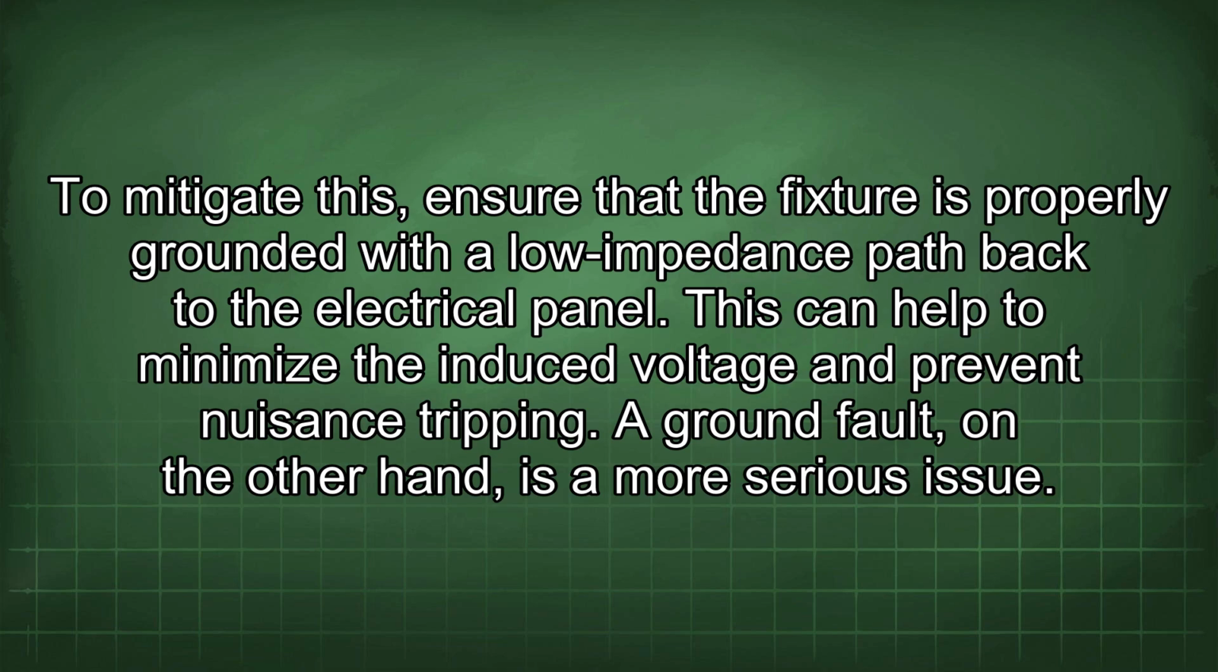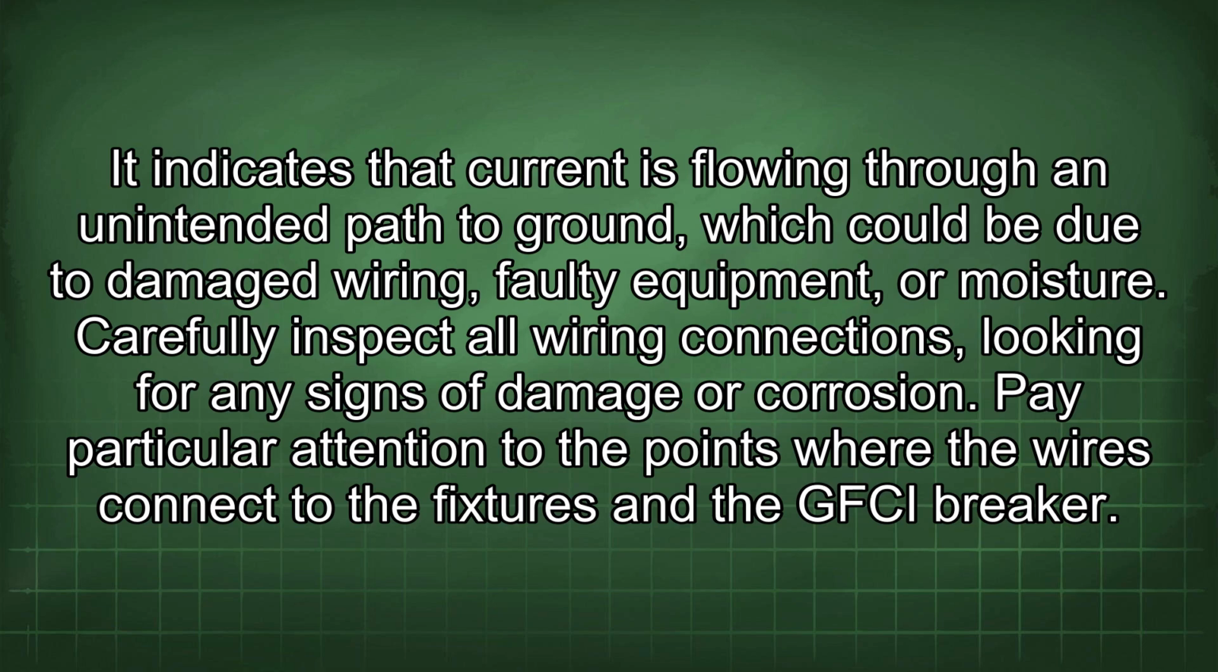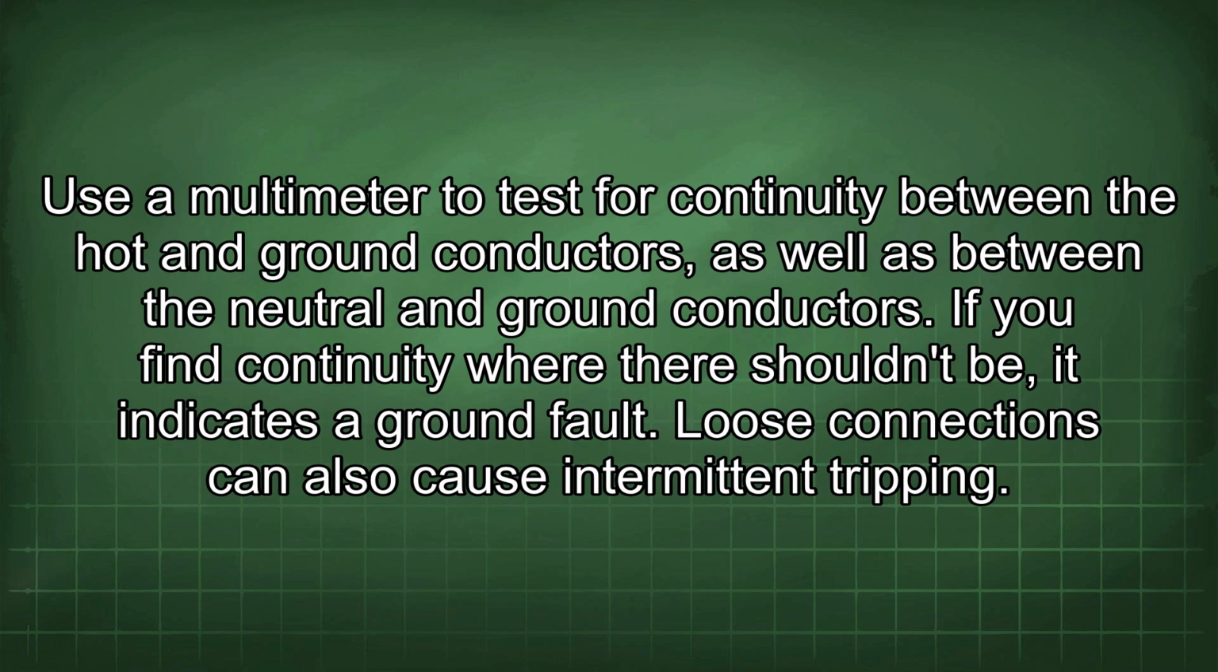A ground fault, on the other hand, is a more serious issue. It indicates that current is flowing through an unintended path to ground, which could be due to damaged wiring, faulty equipment, or moisture. Carefully inspect all wiring connections, looking for any signs of damage or corrosion. Pay particular attention to the points where the wires connect to the fixtures and the GFCI breaker. Use a multimeter to test for continuity between the hot and ground conductors, as well as between the neutral and ground conductors. If you find continuity where there shouldn't be, it indicates a ground fault.